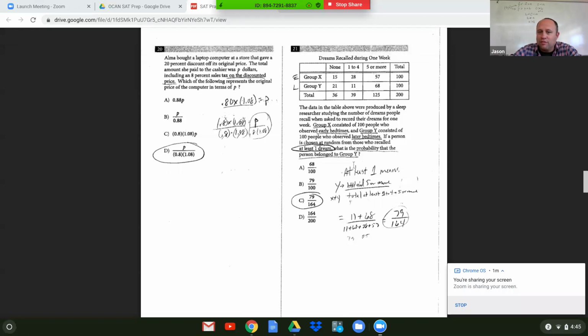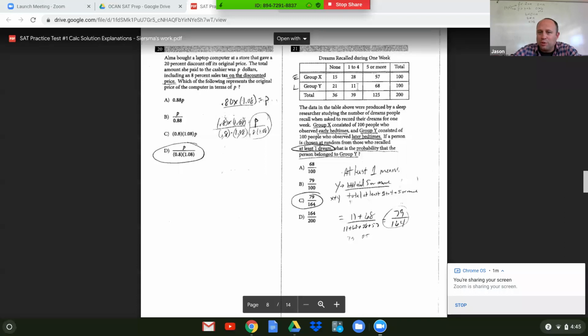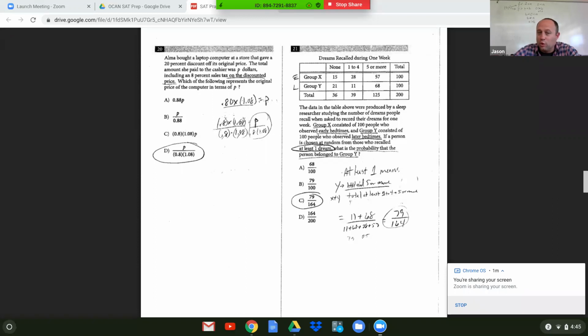And then if they belong to group Y, it would just be these 2 numbers right here, just 11 and 68, because these are group X. I'm not worried about that. So I added 11 and 68. That's how I got 79. And then the total, again, is all 4 of these together. That's how I got the 164 to get C as my answer. Okay. Any questions about that one?